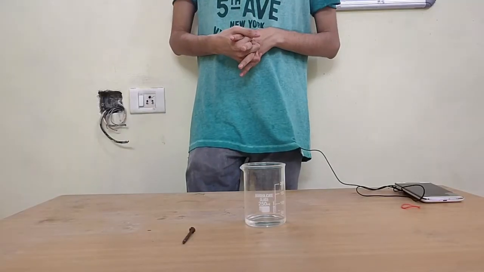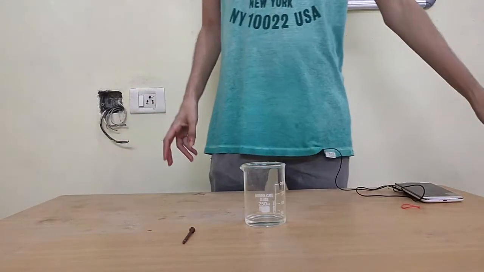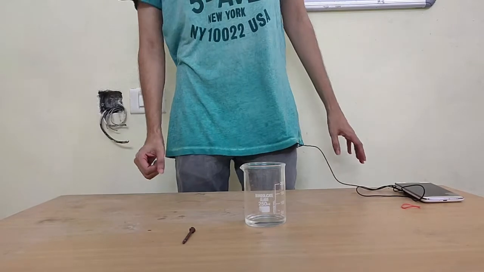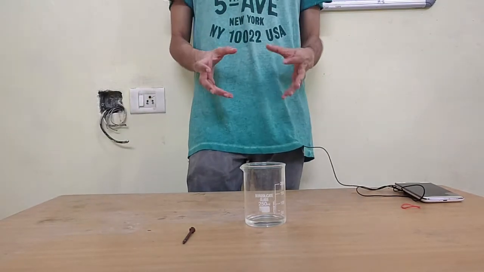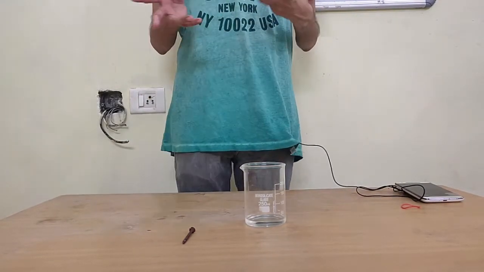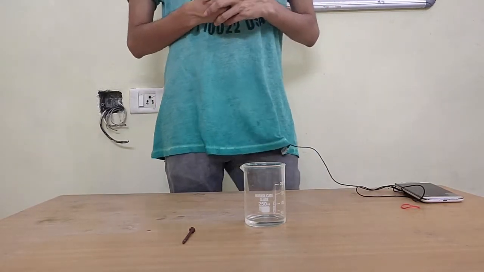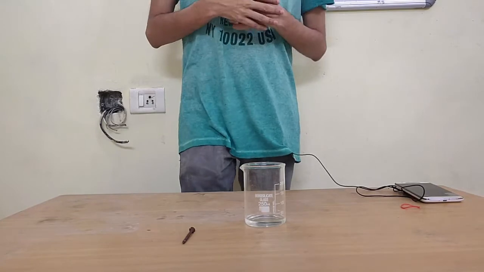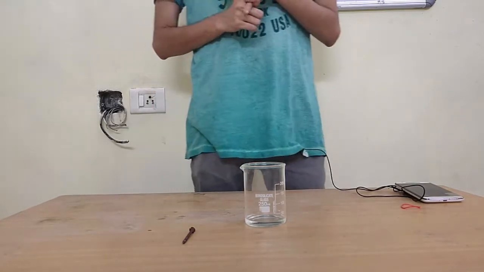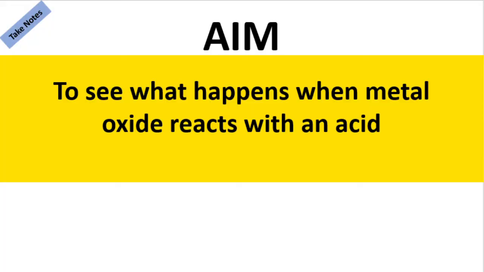from forming. Today we are going to look at what will happen if I use this rust, this metal oxide, and add it to an acid. Will they even interact or not? So that is our aim for today, to observe the reaction between an acid and a metal oxide.